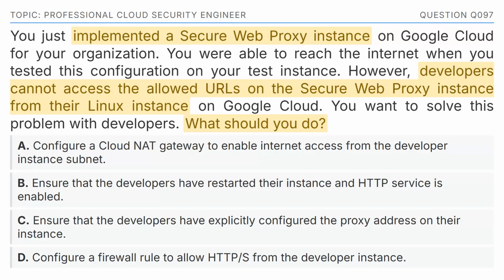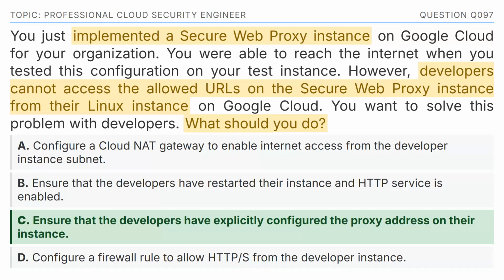To arrive at the correct answer, we focus on the keywords implemented a secure web proxy instance. Developers cannot access the allowed URLs on the secure web proxy instance from their Linux instance. What should you do? The correct answer is option C. Ensure that the developers have explicitly configured the proxy address on their instance.